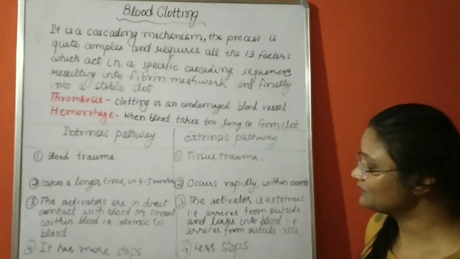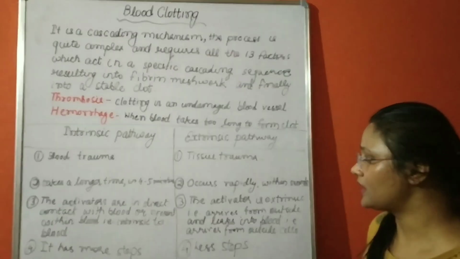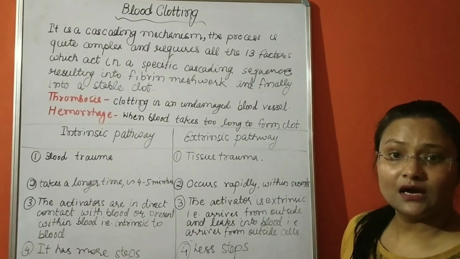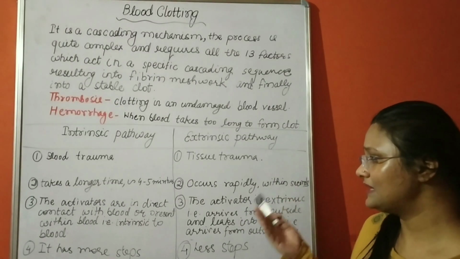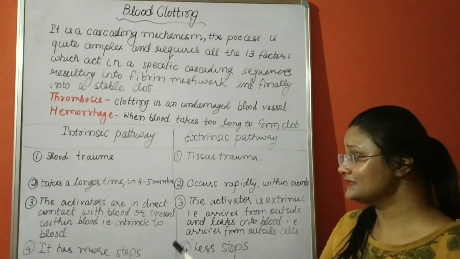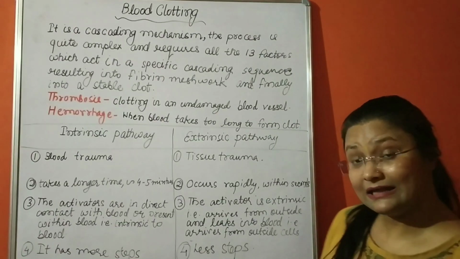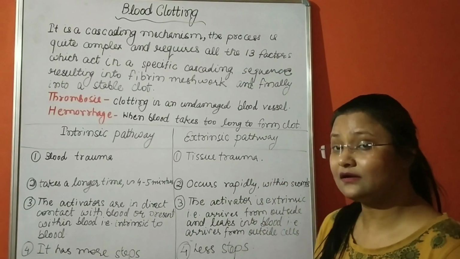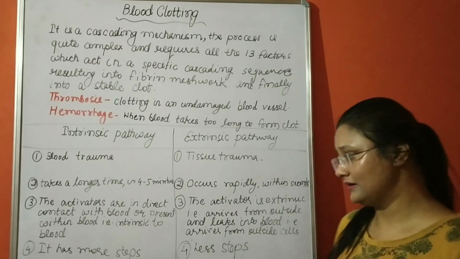Now the second difference between both of them is that the intrinsic pathway takes a very long time to form the clot, around 4 to 5 minutes, whereas the extrinsic pathway takes only a few seconds. It occurs rapidly, within seconds. The third is activators, which activate the cascading mechanism by acting upon the clotting factors. They are either in direct contact with the blood or intrinsic to the blood, like they are within the blood.